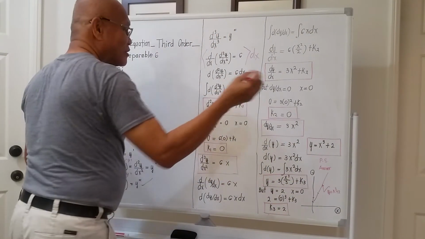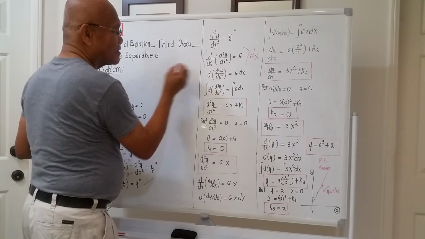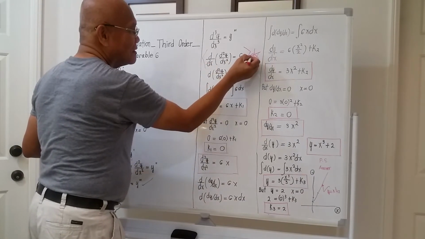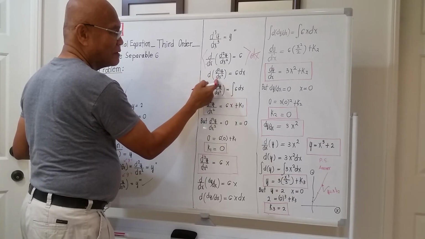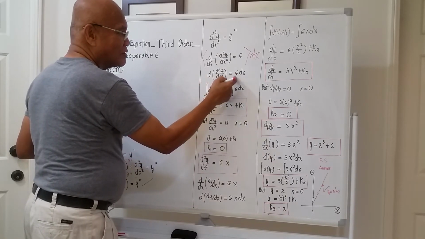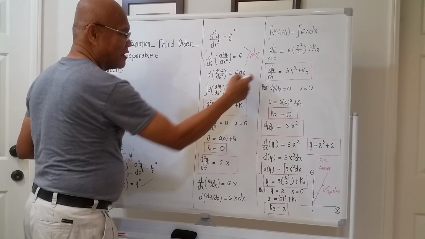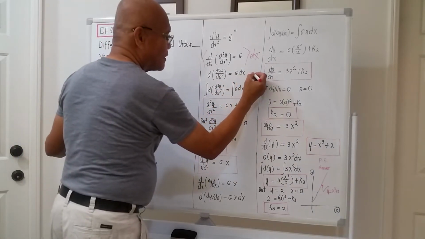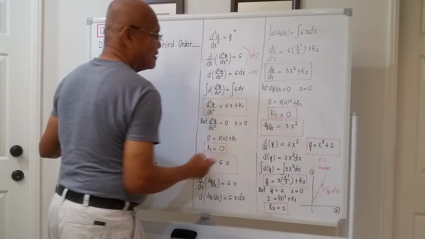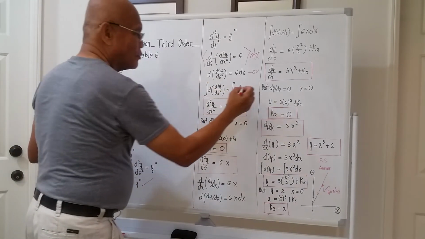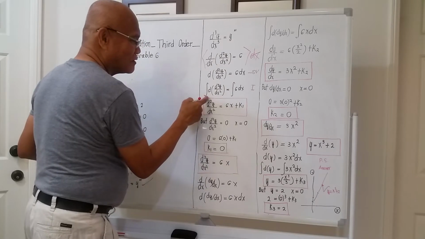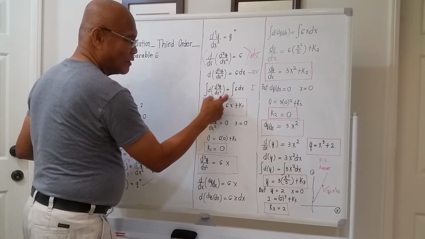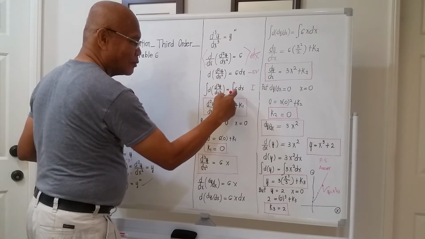Left hand side, this cancels. What remains on the left will be the differential of the second derivative equal to 6 times dx. This is 6 dx. We separated the variables already, so we must proceed with the integration. So the integral of the differential of the second derivative equals the integral of the right hand side, which is 6 dx.